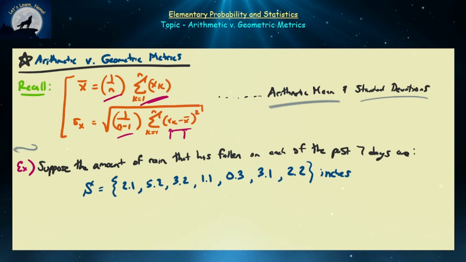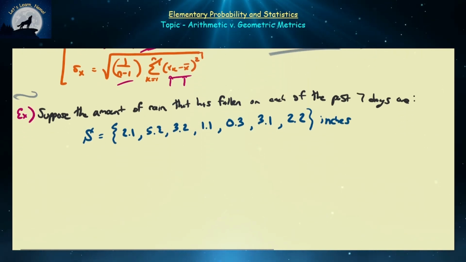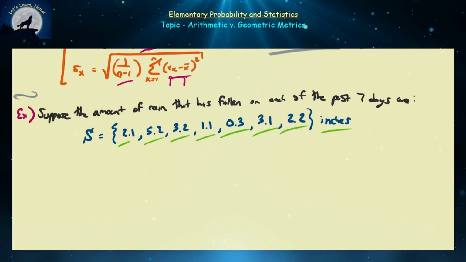So a quick calculation example, suppose you have the amount of rain that has fallen on each of the past 7 days given to be 2.1, 5.2, 3.2, 1.1, 0.3, 3.1, and 2.2 inches, right? And let's assume that somebody asks you, what is the arithmetic mean and arithmetic standard deviation of these rain values over the past 7 days?